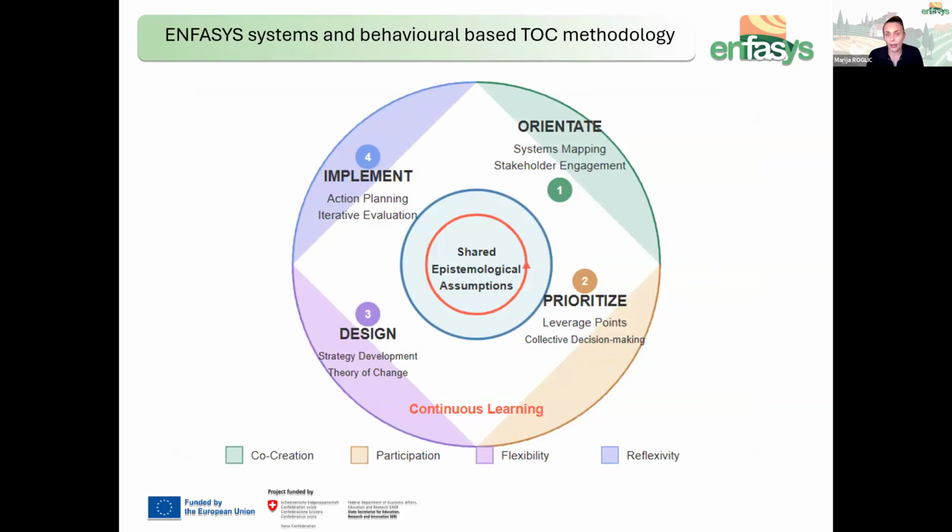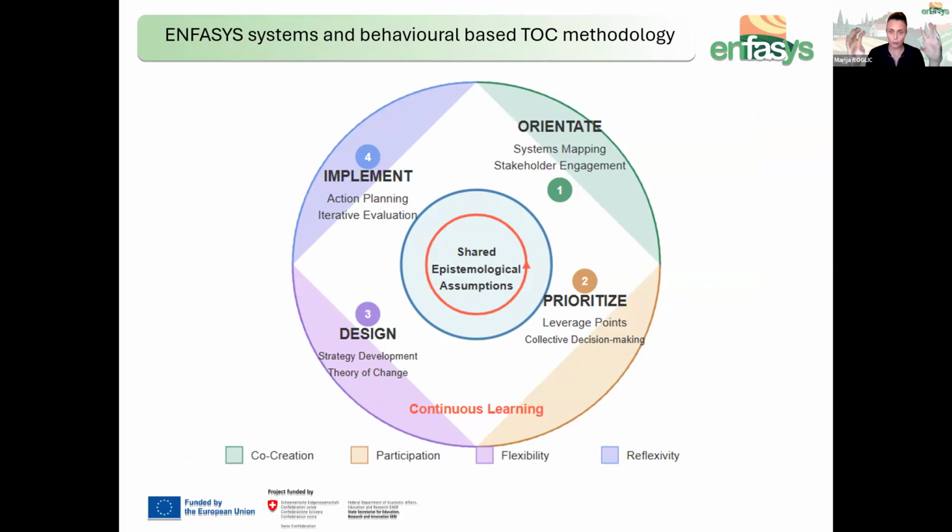So this circular diagram actually captures our complete methodological approach that was designed around 4 interconnected phases that operate as a continuous cycle. At the core are our shared epistemological assumptions, the foundation that informs every aspect of our work. These principles recognize complexity, they embrace participatory knowledge creation, and they commit to ongoing reflection.